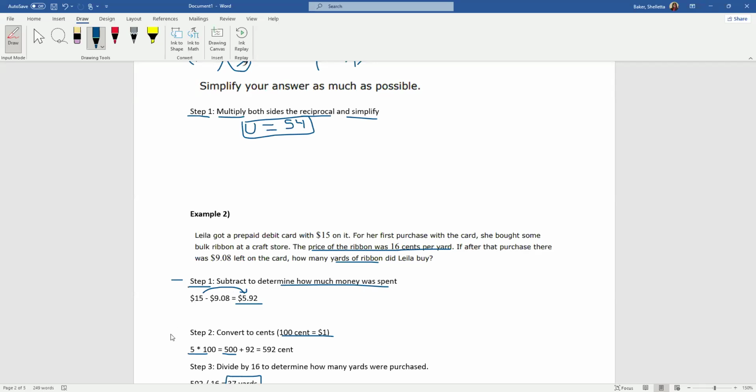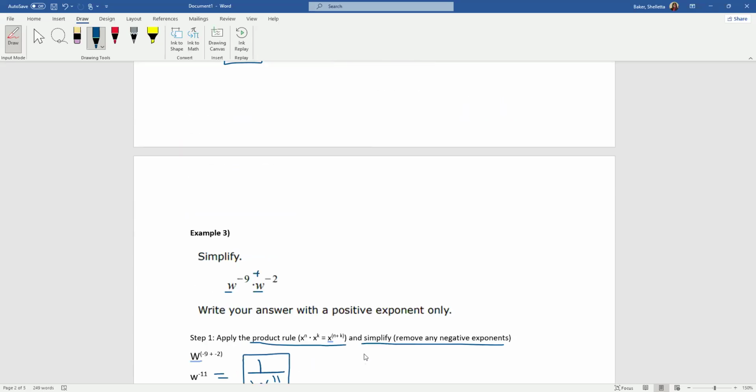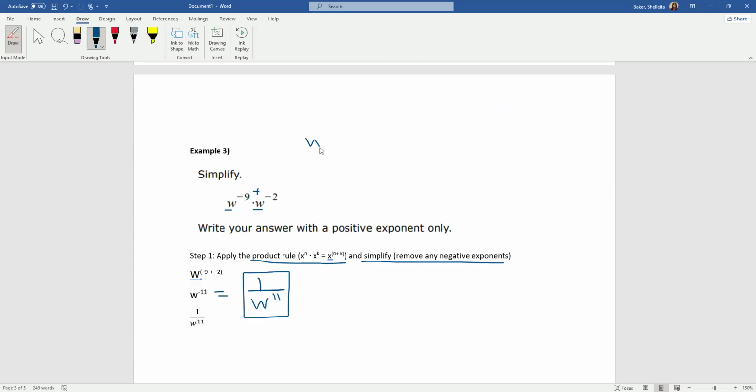Your next step, we want to convert the $5.92 to cents only. Every 100 cents is equal to $1. So the $5 we need to convert to cents. We multiply 5 times 100, that gives us 500, plus the 92 cents, that gives us a total of 592 cents. And since we know the ribbon is 16 cents per yard, we divide 592 by 16 and we get our answer, 37 yards.